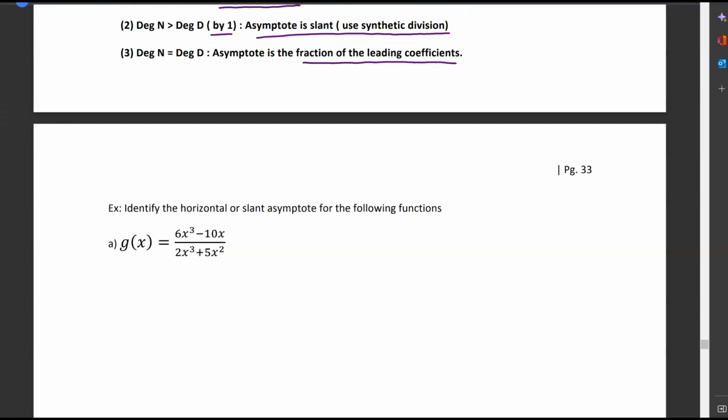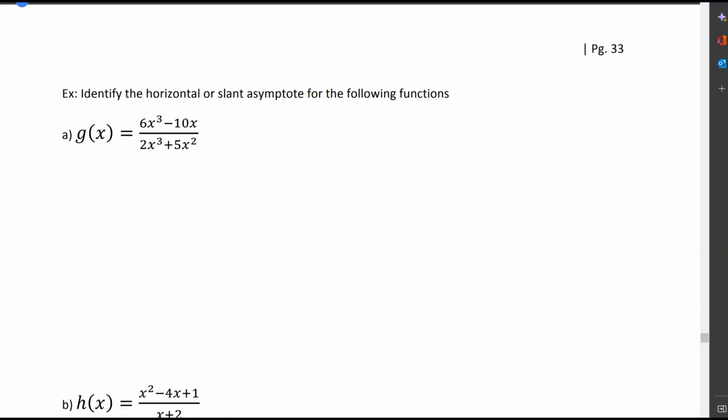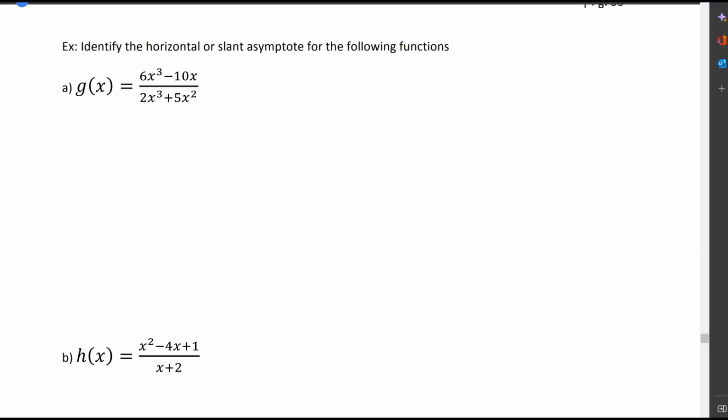I know it keeps zooming in. There we go.